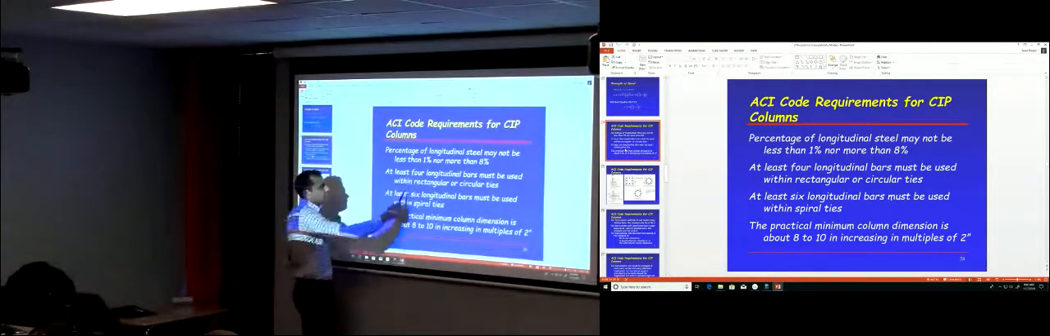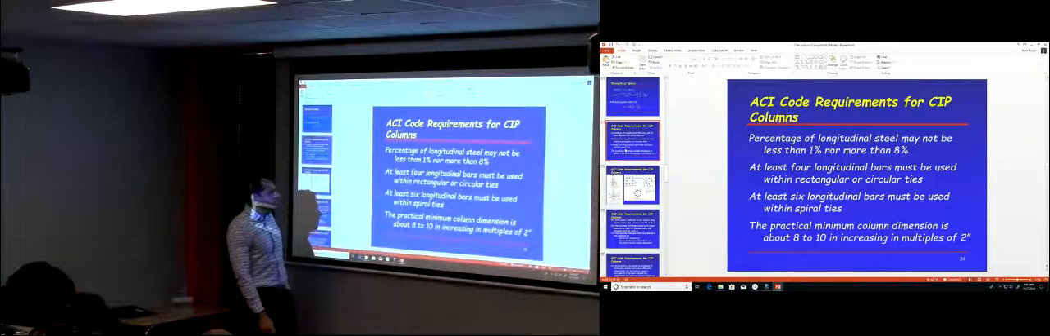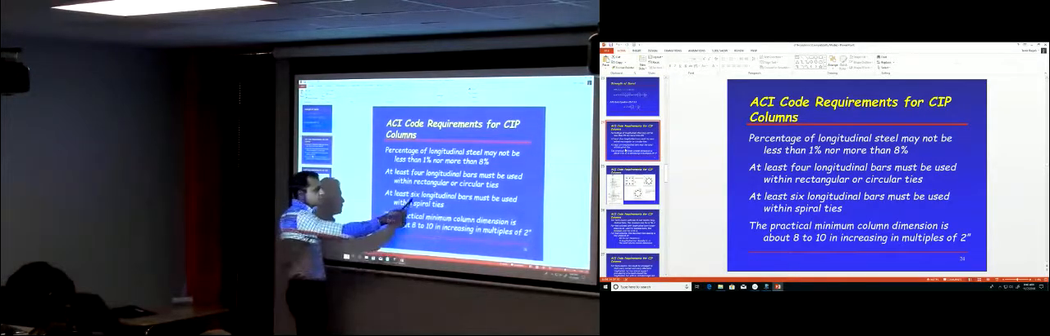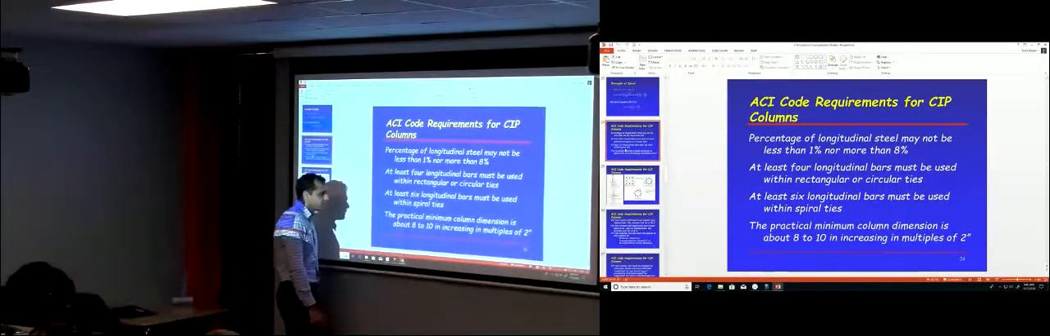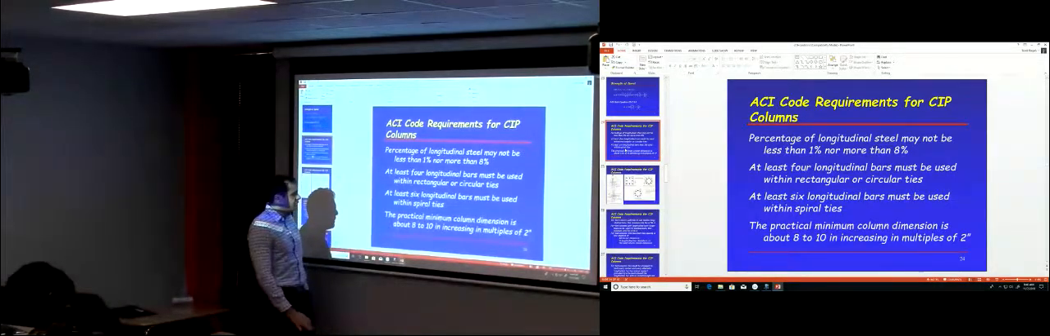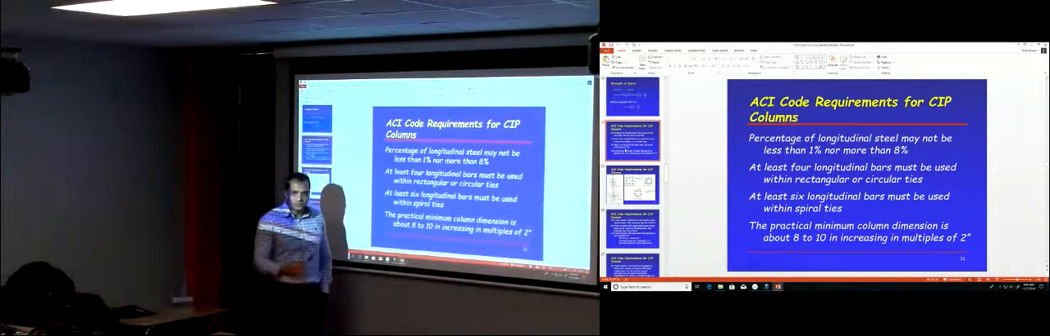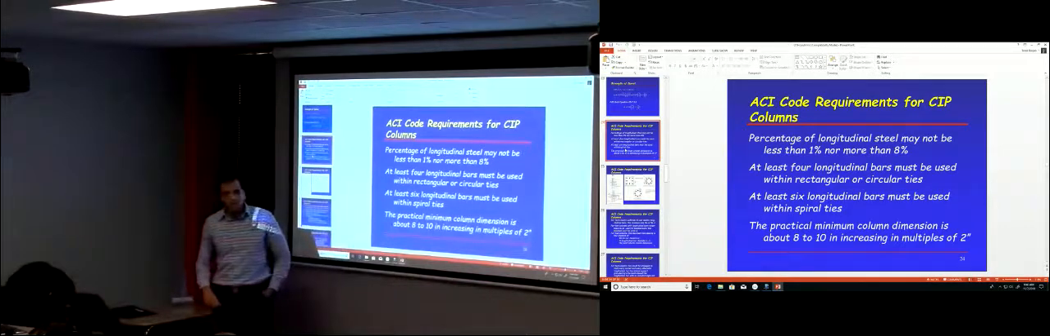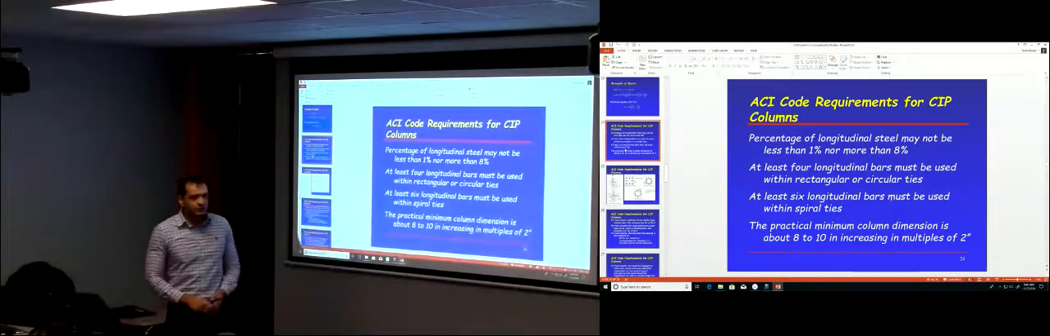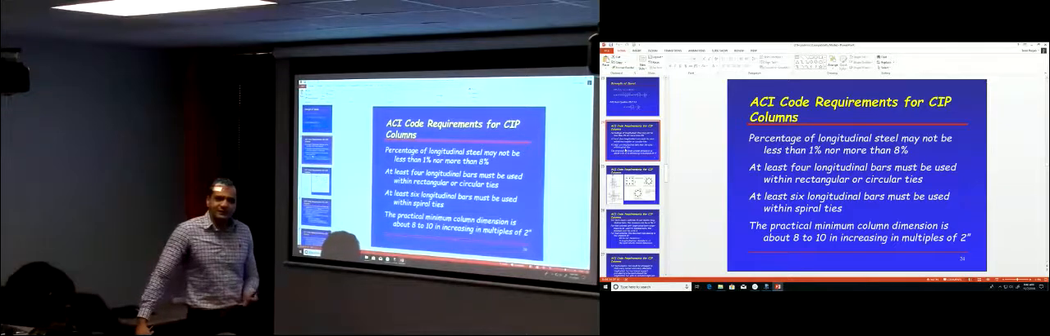We discussed this. At least 4 longitudinal bars must be used within rectangular or circular ties. At least 6 longitudinal bars must be used with spiral ties. And then the practical column dimensions are about 8 to 10 inches, and then you use multiples of 2 inches. Okay? When you find the dimensions of the column, let's say you need a diameter of 16.5. No, you don't use 16.5. Just maybe use 15 or 16, 18. Okay?